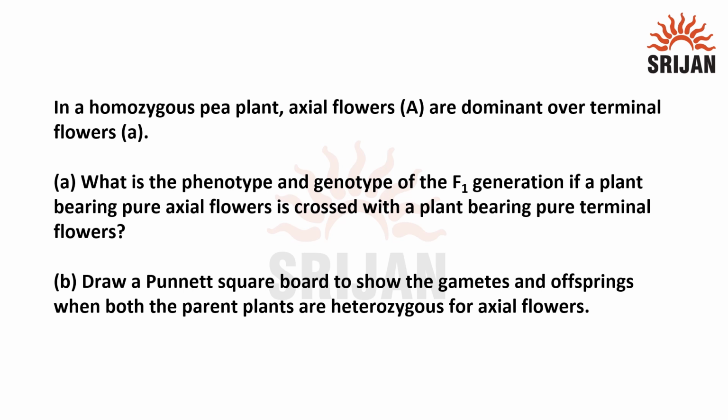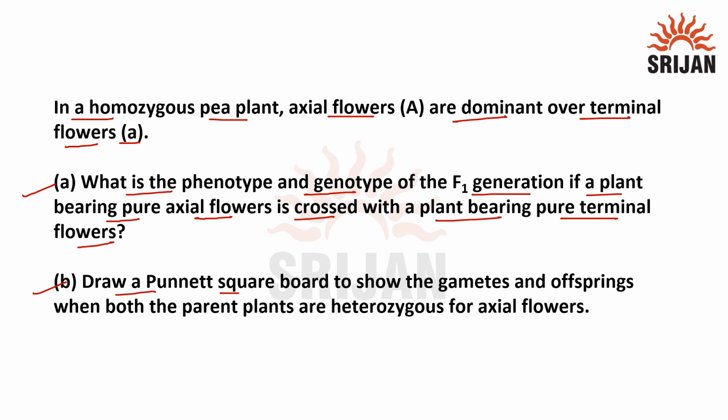The question is, in a homozygous pea plant, axial flower capital A is dominant over terminal flowers small a. A. What is the phenotype and genotype of F1 generation if a plant bearing axial flowers is crossed with a plant bearing pure terminal flowers?